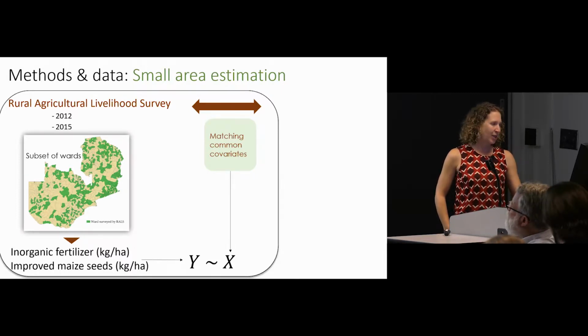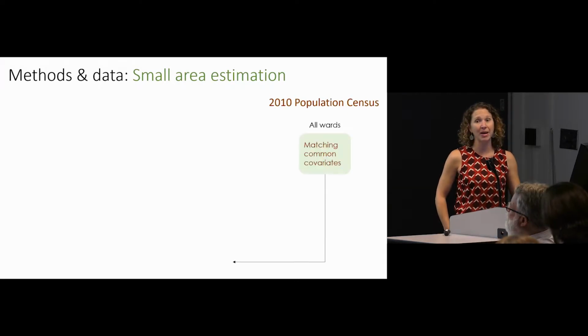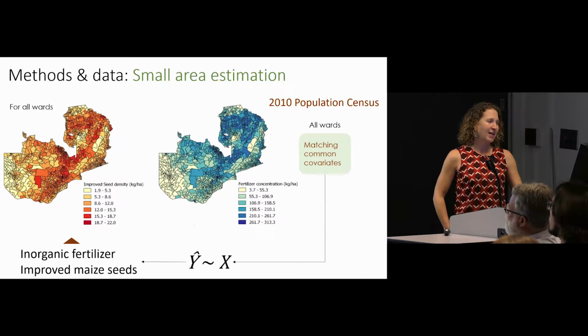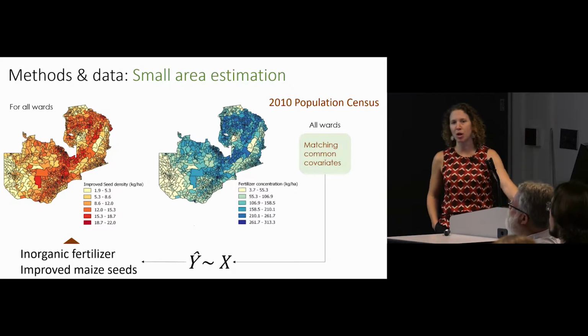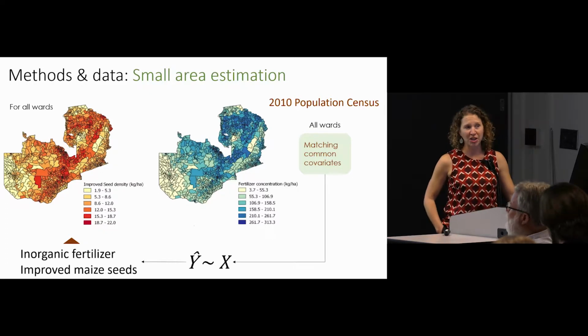So then with the population census, we replace in the model using the matching covariates from the census, and we predict inorganic fertilizer and improved seed for all locations. So we compare different models. The best performing model was a machine learning approach, random forest model, that had the best predictive performance.